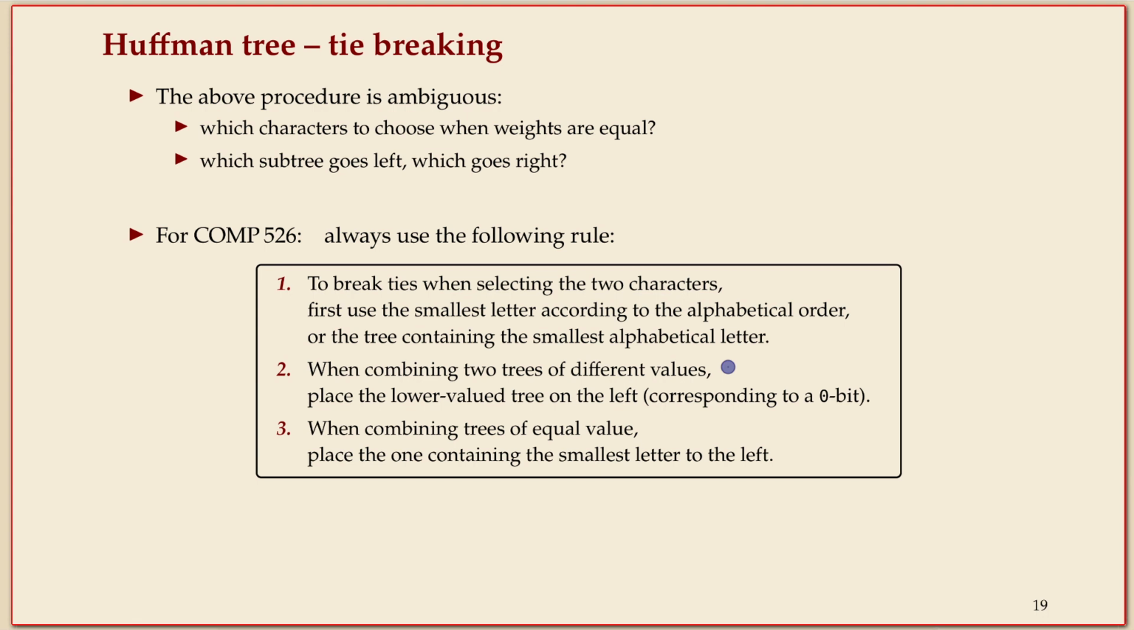Second rule: when you combine 2 trees, and one has a smaller weight than the other, you put the one with the smaller weight to the left. Again, somewhat natural, but you could do it otherwise. And for the last case, when we have 2 trees that have the same weight, then again, you put to the left the one that contains the character that's the smallest in the alphabet. Okay? So these three rules make the algorithm unambiguous. It takes away all the choice and means whenever you have weights, you arrive at the same result.